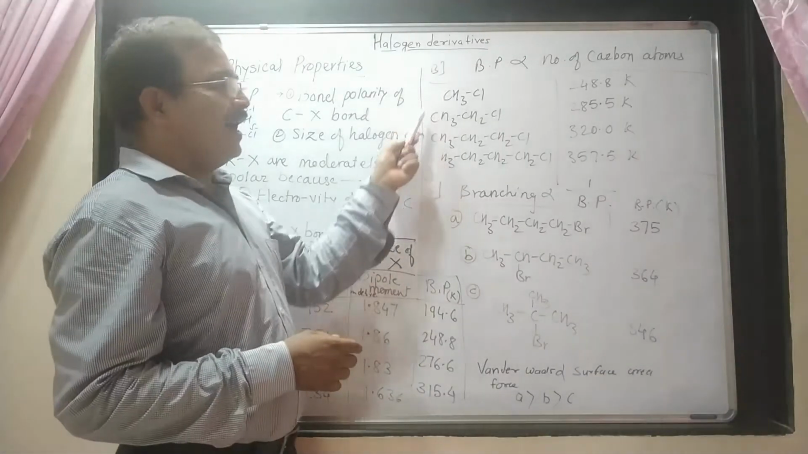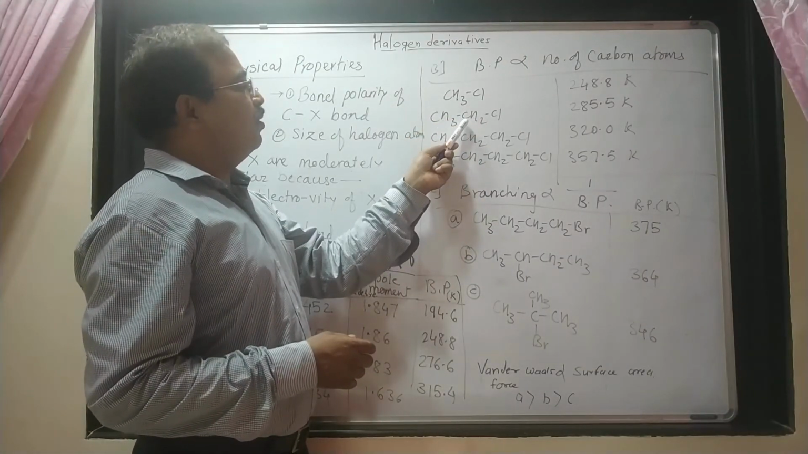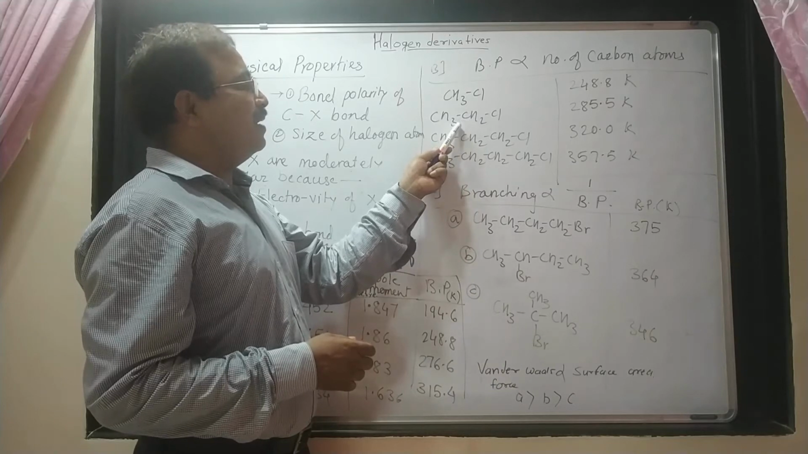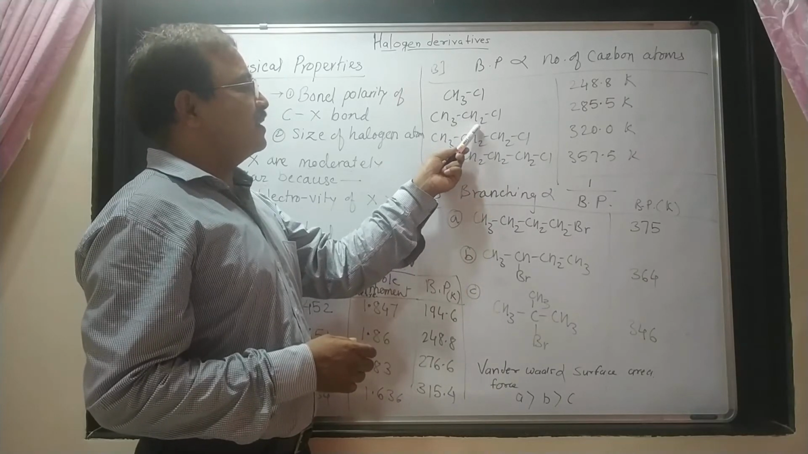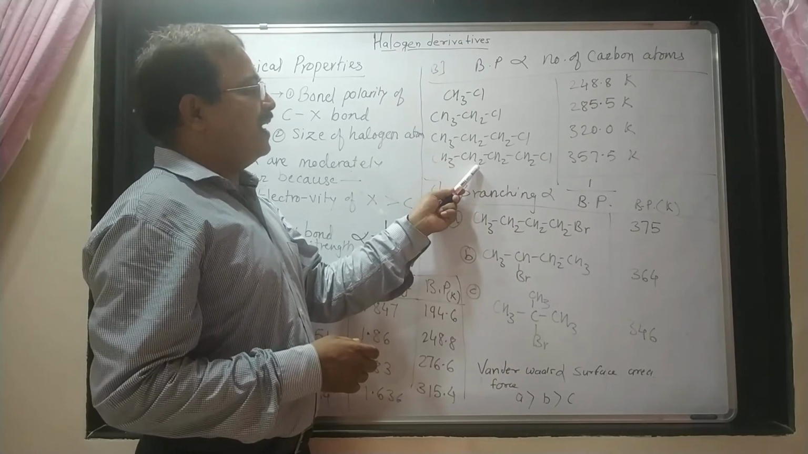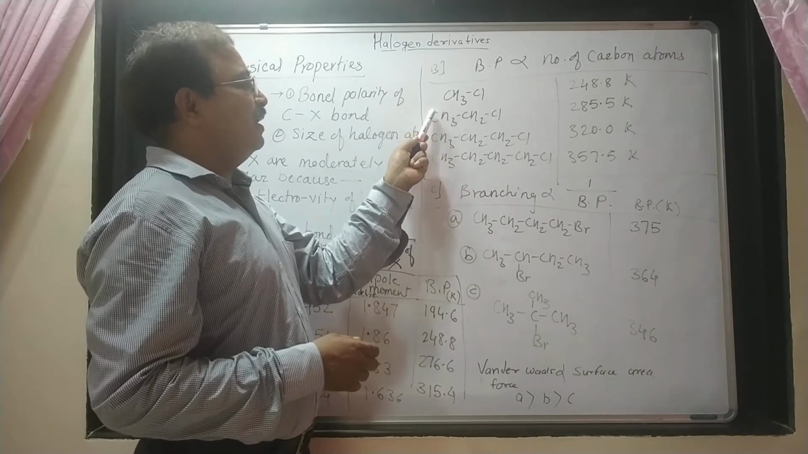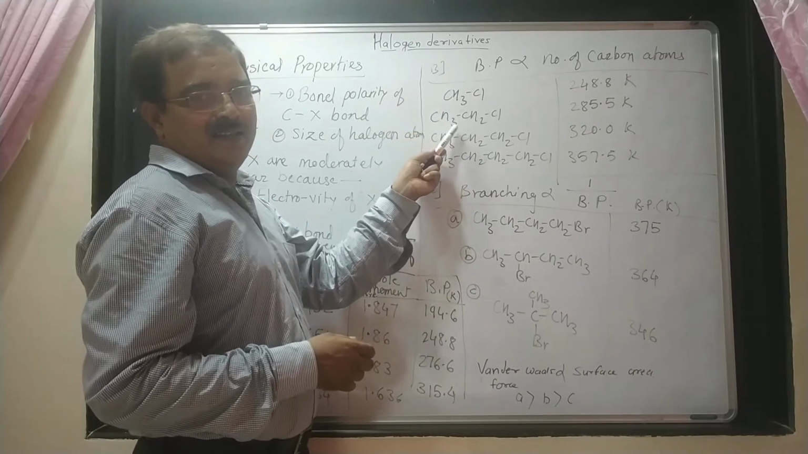A homologous series of alkyl chlorides is taken: CH3Cl. Here one more CH2 is added, that is ethyl chloride. One more CH2 added to this ethyl chloride gives N-propyl chloride. Then here N-butyl chloride is there. As successively a CH2 group is added, what happens?